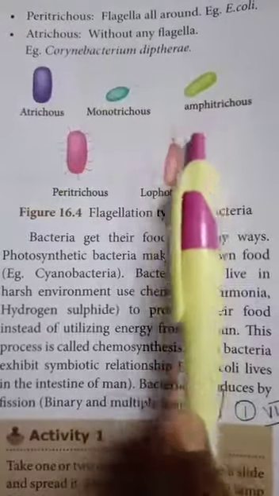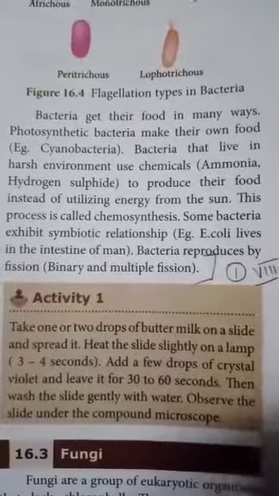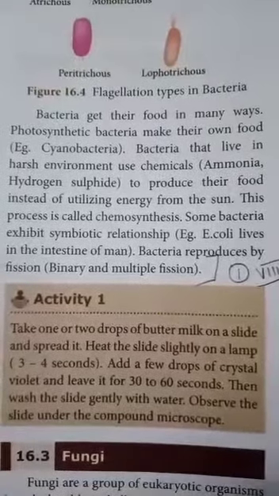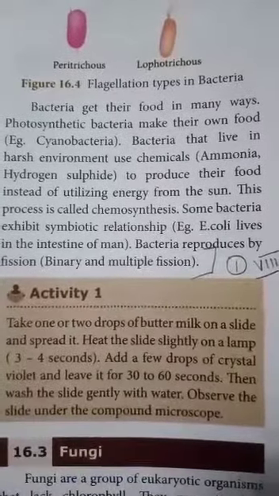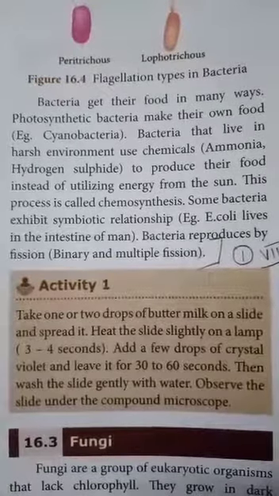Bacteria make their food by themselves. Bacteria that live in harsh environments use chemicals to make their food instead of getting energy from the sun. This process is called chemosynthesis.